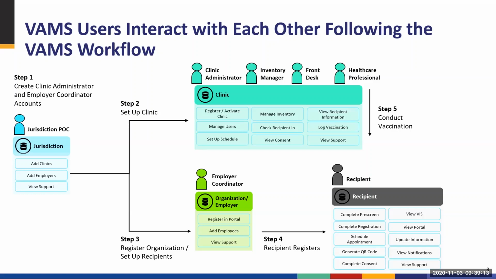After the employer coordinators have added their workers in Vams, they become vaccine recipients and receive a registration email prompting them to complete the pre-screener, add their medical information in the system, and then schedule an appointment at one of the vaccination clinics. When the vaccine recipient arrives at the clinic, a healthcare professional will administer vaccine. Now that we've reviewed the Vams workflow, let's get started with our end-to-end demo.